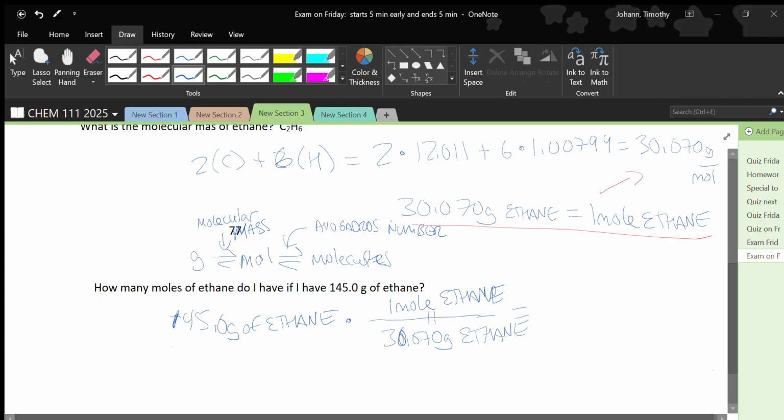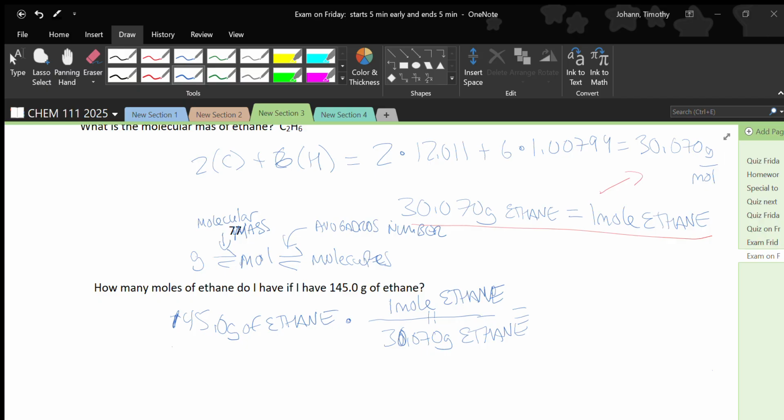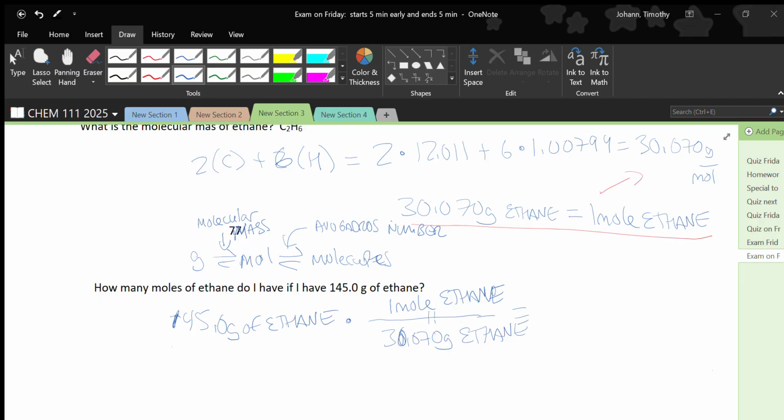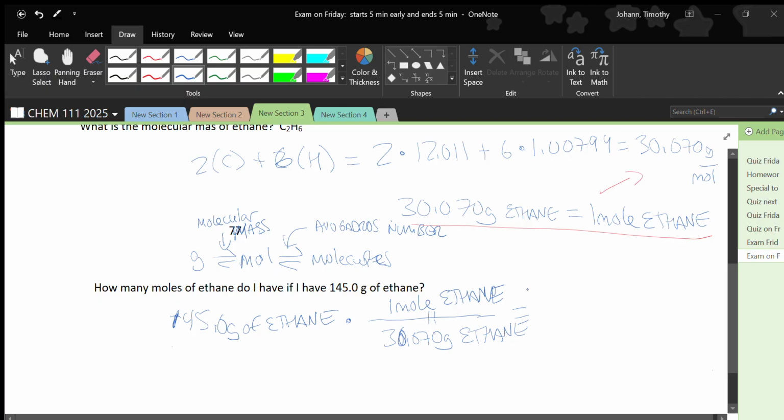All right, so then I'm going to just put that in my calculator. I multiply everything on the top and I divide by everything on the bottom. I can do it all in one step on my calculator to move fast. 1450.0 divided by 30.070. And what I get out of that is 4, it's putting it in scientific notation on me.